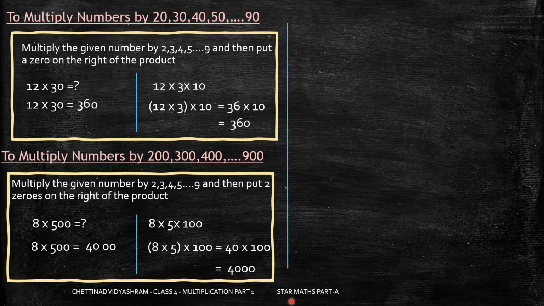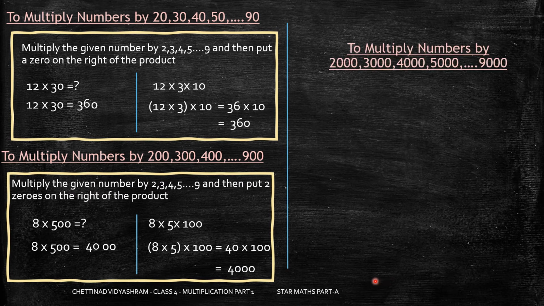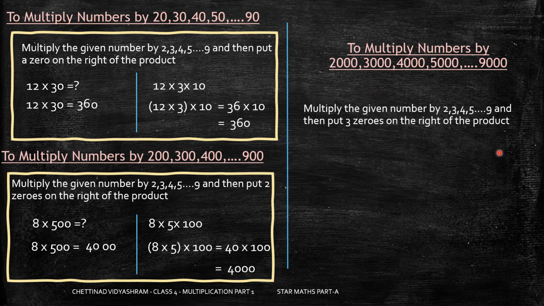Now we are going to see how to multiply numbers by 2000, 3000, 4000, 5000, etc., 9000. So numbers with 3 zeros. The same condition, only one thing will change. Instead of putting 2 zeros, we will put 3 zeros. Multiply the given number by 2, 3, 4, 5, etc., up to 9 and then put 3 zeros on the right of the product.